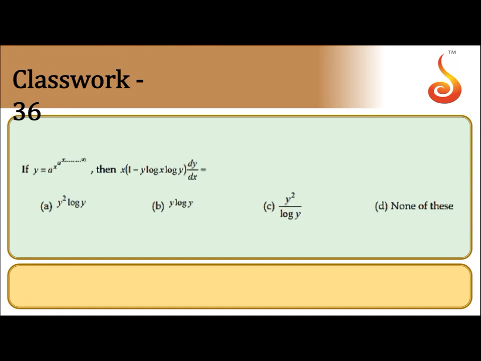Coming to next one, infinite series. y is equal to a to the power of x to the power of a and so on up to infinity, then x multiplied by this and divided by dx equals to. Why can't you write y is equal to a to the power of x to the power of a to the power of x to infinity? If you carefully observe, this itself is nothing but actually y. So I say that y is equal to a to the power of x to the power of y.